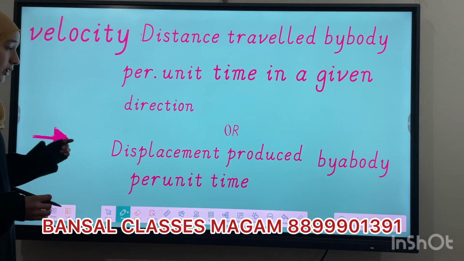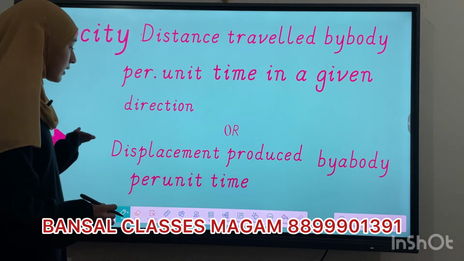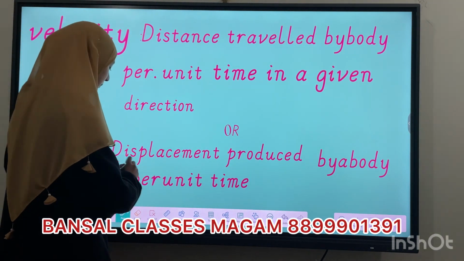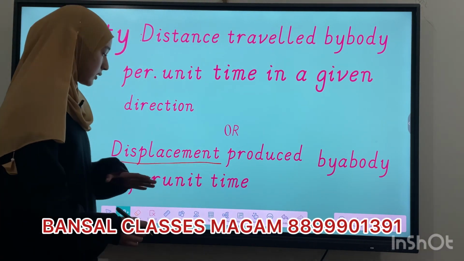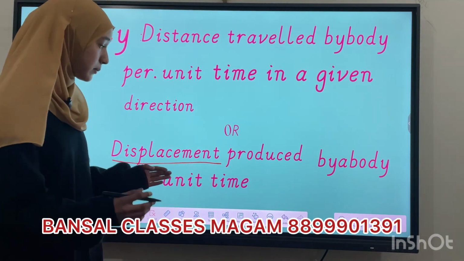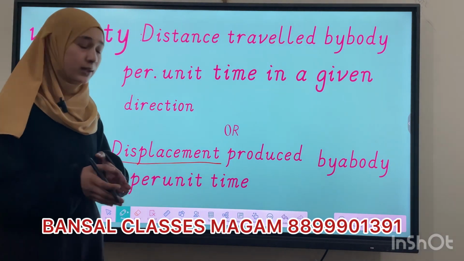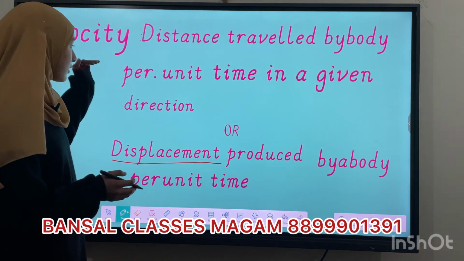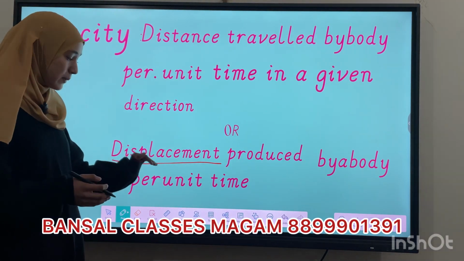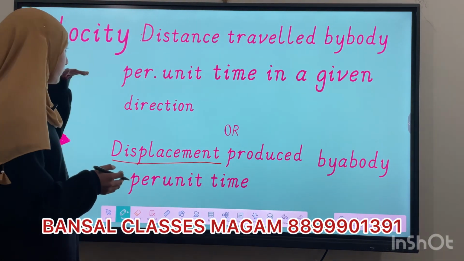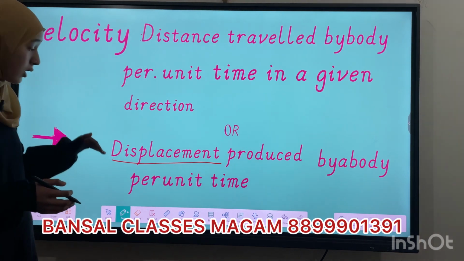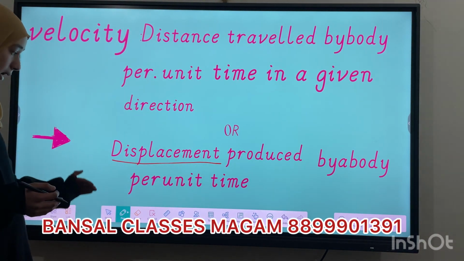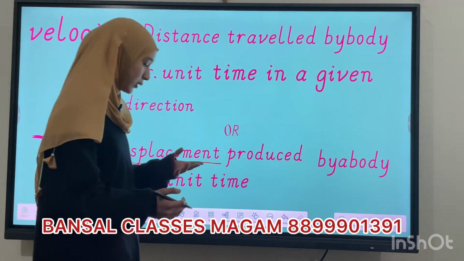And it can be defined as displacement produced by a body per unit time. Displacement is defined as the shortest path between initial and final point with a given direction, which means displacement is also somehow the same as speed, because in displacement we have a given direction and in velocity as well we have a given direction. So velocity can also be defined as displacement produced by a body per unit time.